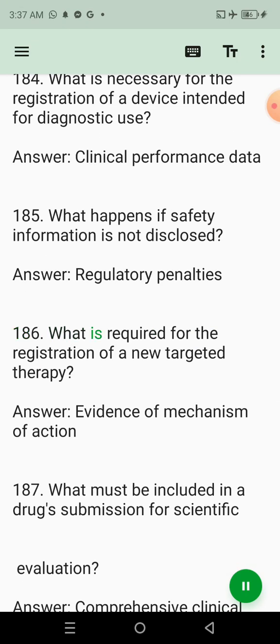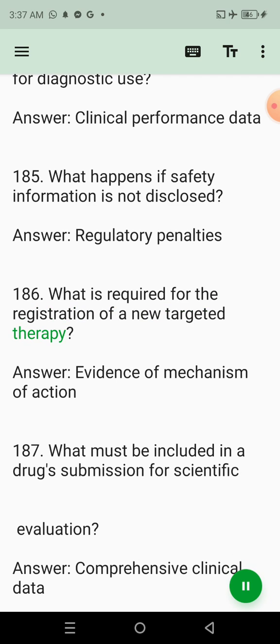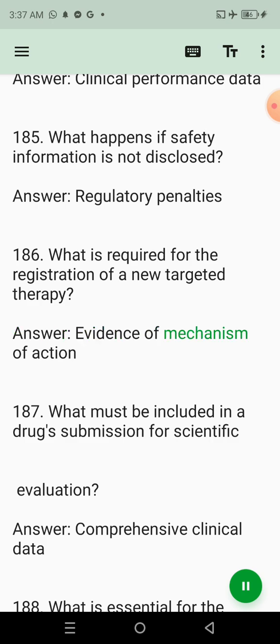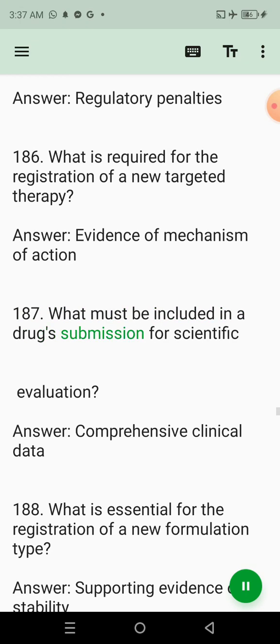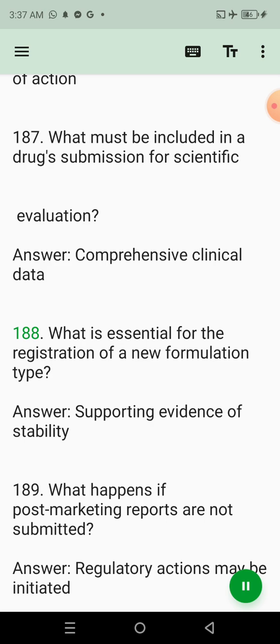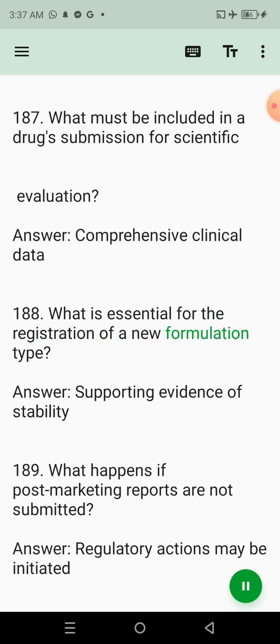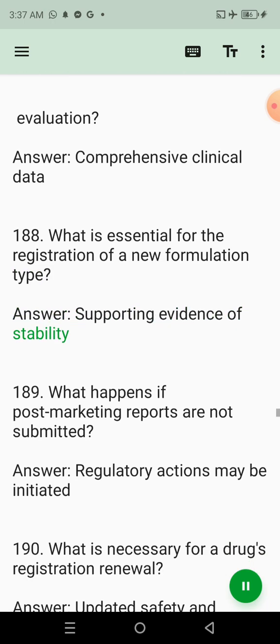186. What is required for the registration of a new targeted therapy? Answer: evidence of mechanism of action. 187. What must be included in a drug submission for scientific evaluation? Answer: comprehensive clinical data. 188. What is essential for the registration of a new formulation type? Answer: supporting evidence of stability.